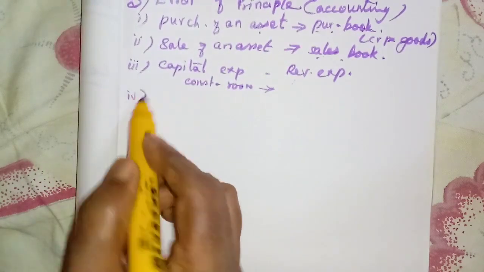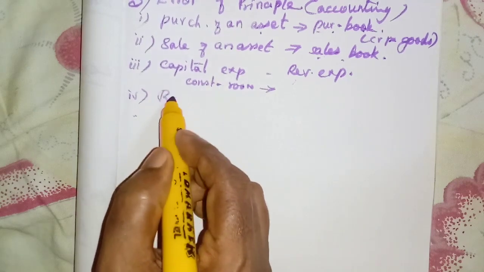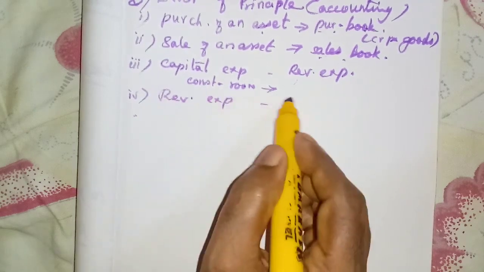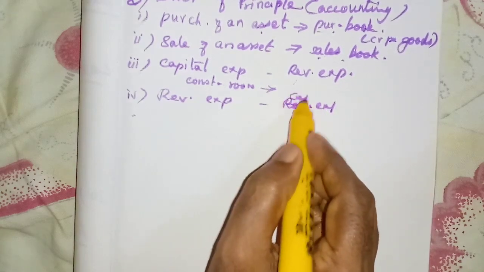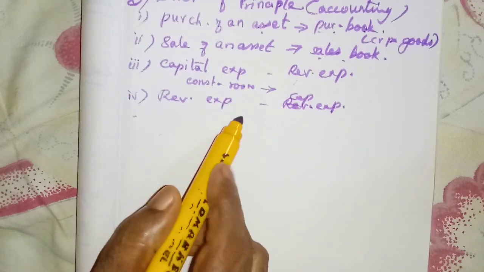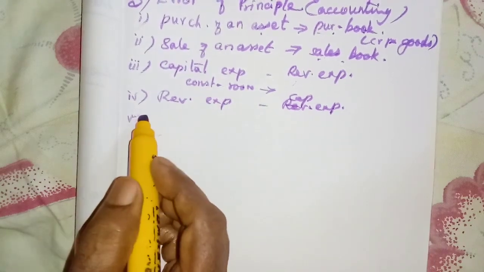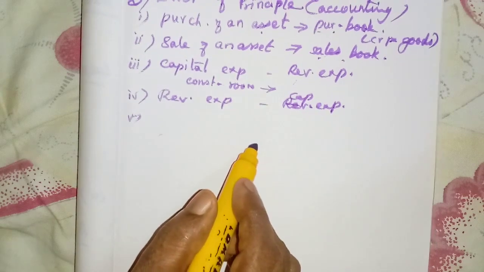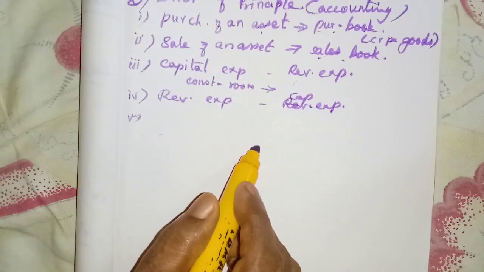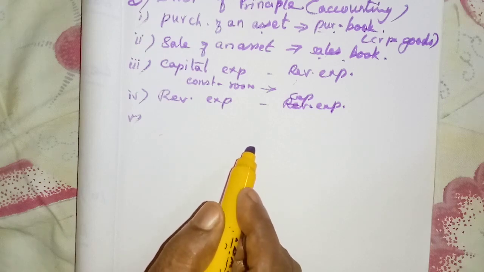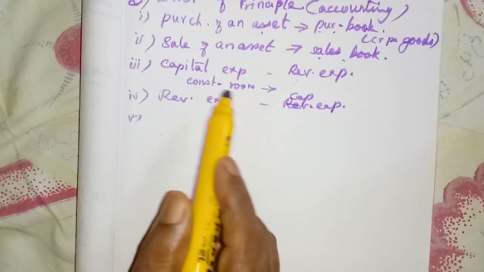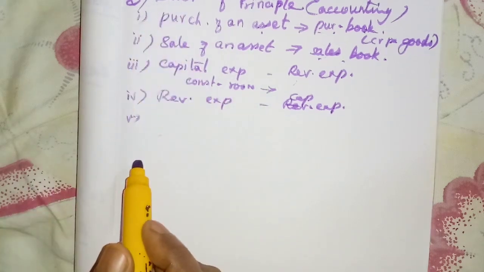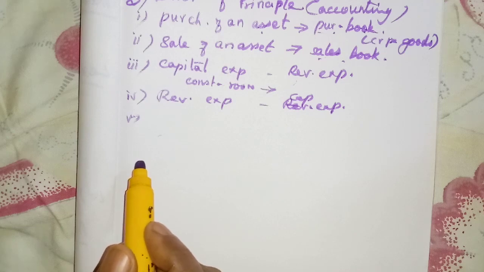Now the opposite: revenue expenditure as capital expenditure. Both are wrong. Then we can say revenue income as capital income; they may not do like that. If they make any mistake like this regarding capital and revenue nature, that also comes under the heading error of principle. Then the last one is compensating error.